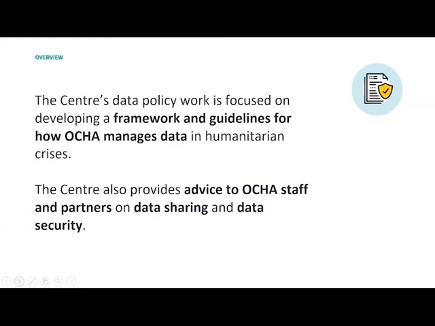So within the data policy team at the center, our primary output has been a working draft set of data responsibility guidelines, which are internal to OCHA. They're publicly available, but they're primarily tailored to the way that OCHA manages data.